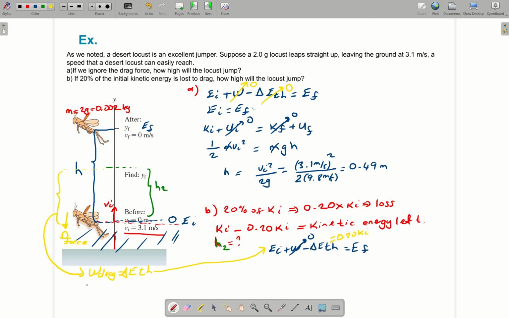And I can calculate it using drag force times the distance along with it travels, which will be h2 here, and that will be E thermal if it's not given, or delta E thermal, right? But it's given in this case, so I don't need to calculate it. And I'm going to write down initially I only have kinetic energy, potential is 0, and I have thermal energy to be 0.20 times that kinetic energy.